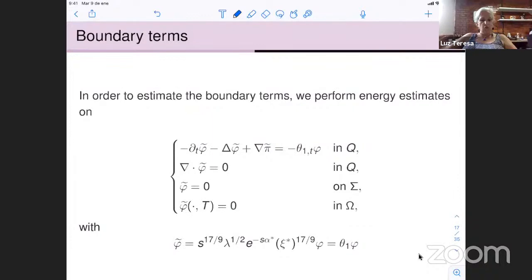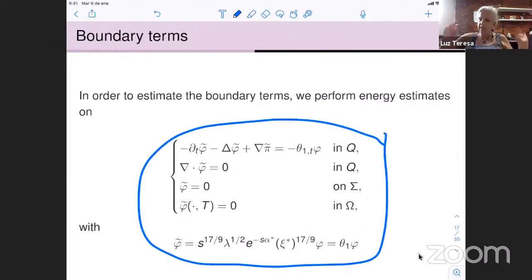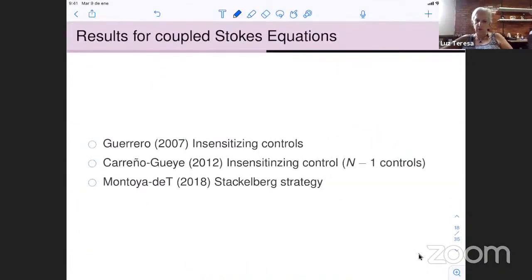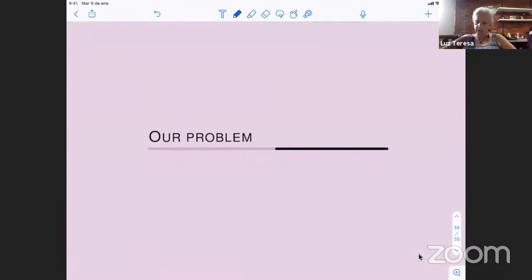And then you have to estimate some boundary terms, and you have to work with an equation that is like that. Okay, but this can be done. Okay, so there are some other results treating coupled Stokes equations, but in general, they treat only two coupled Stokes equations, okay, or Navier-Stokes equations.